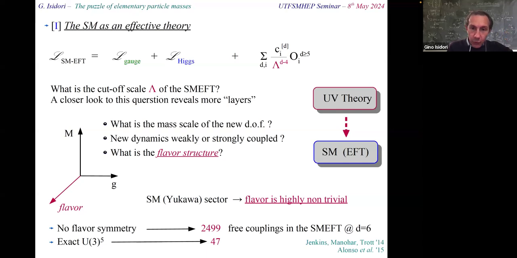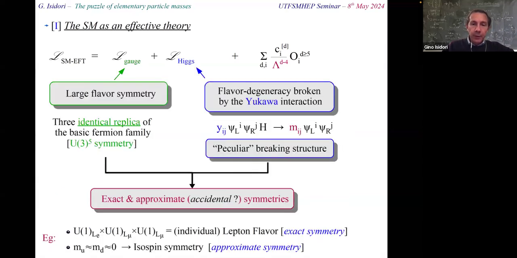And this new physics flavor problem is exactly about that, which is the flavor structure of new physics. So to understand the flavor structure of this effective operator, we first have to summarize what we see here in the standard model. In the standard model, we have two things. The gauge sector is completely flavor blind. So the gauge interactions do not resolve flavor, okay?